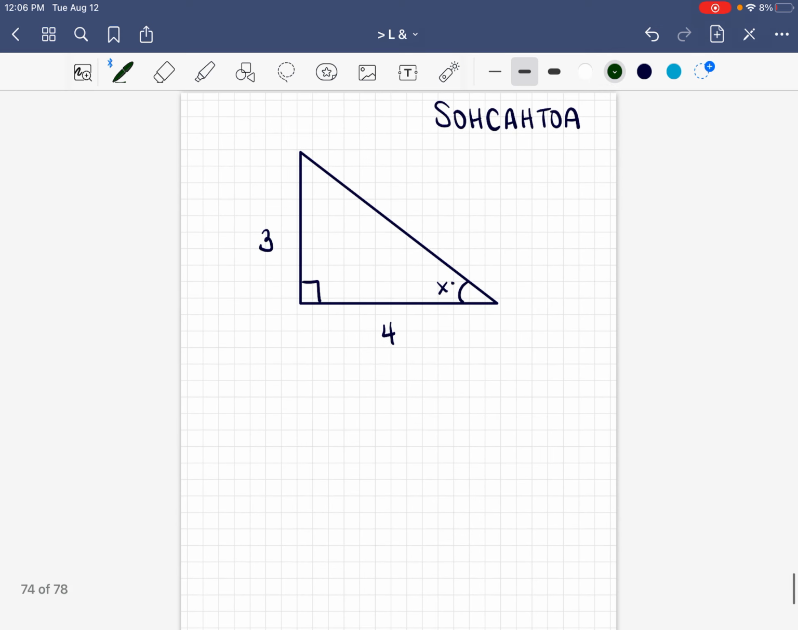Let's go ahead and go to our next one. It's way more simple than we make it out to be. It doesn't have to be complicated.